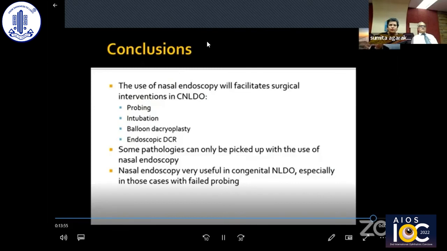I understand that many pediatric ophthalmologists may not be familiar with nasal endoscopy. So I think it's perfectly fine if you do the syringing and probing without nasal endoscopy. But if the patient has failed probing, then personally, I feel that nasal endoscopic assisted intervention will be helpful.